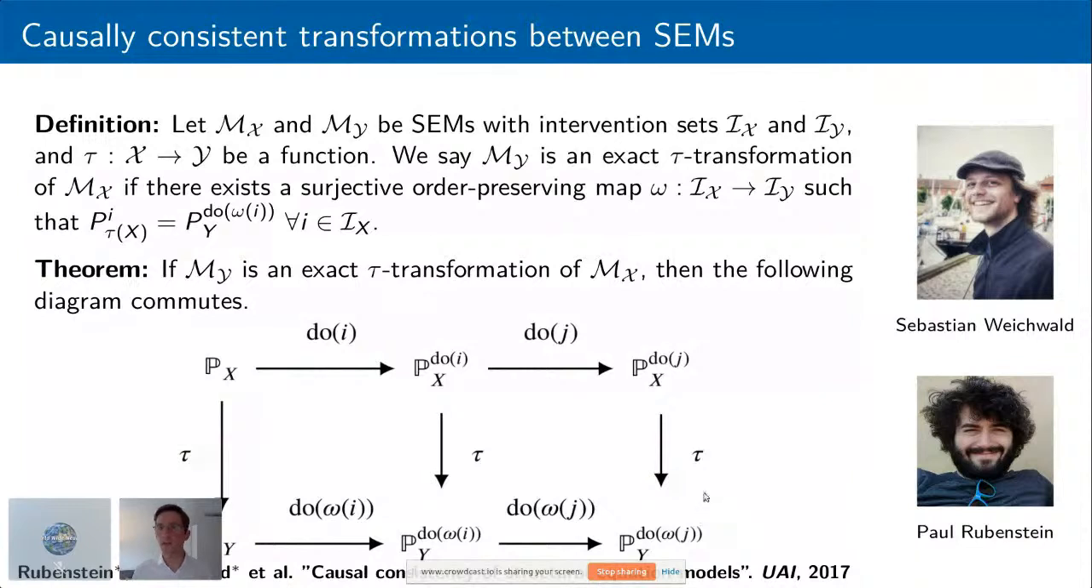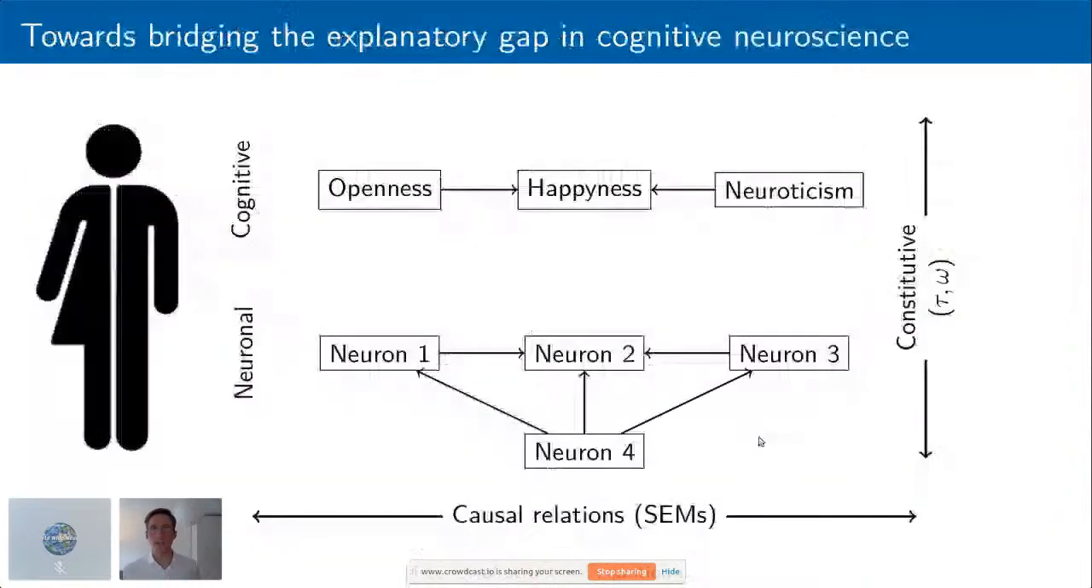And I would argue that this is exactly the type of consistency, of causal consistency, that we would like to hold between different levels, between different structural equation models that model the same system at different levels. So going back to our initial example, these constitutive relations between levels, I believe, should be given by these transformations tau and omega. So constitutive relations between levels, causal relations expressed by structural equation models within each level.